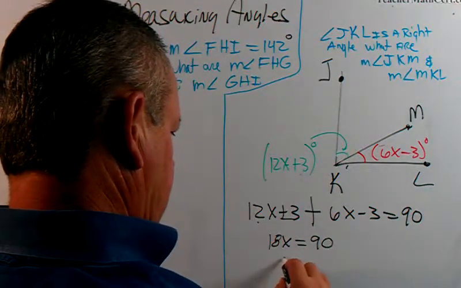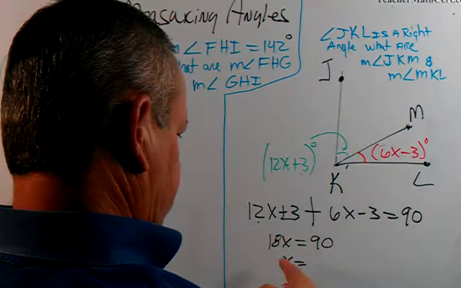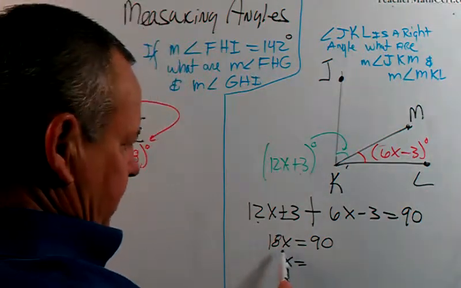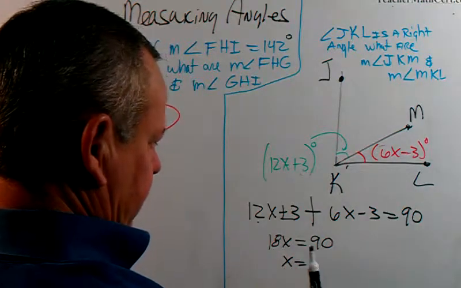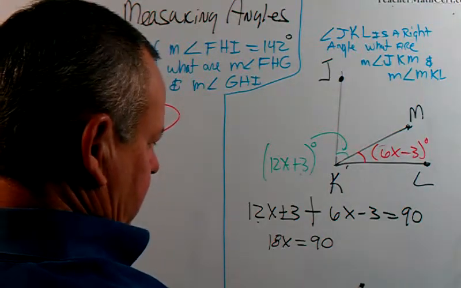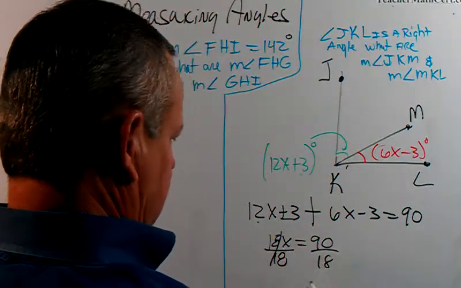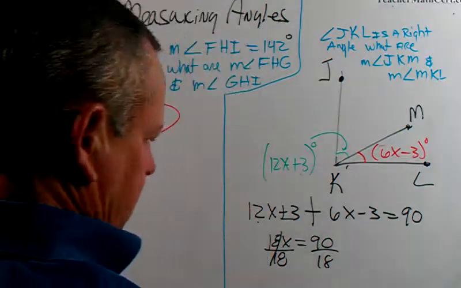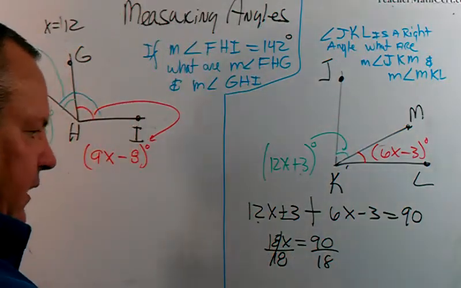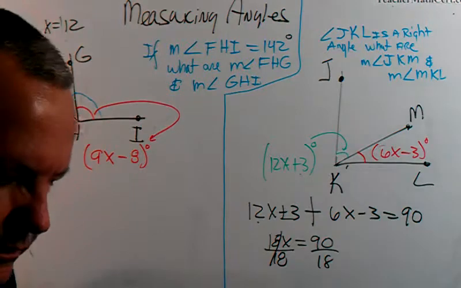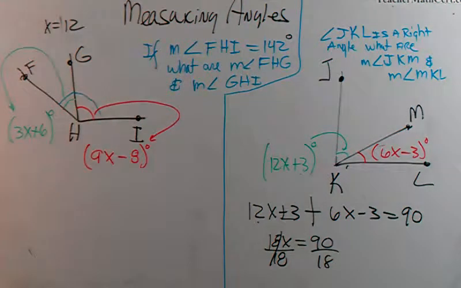So x is equal to, what's the relationship here? We're multiplying, so how do we get rid of that? We divide both sides by 18. These cancel. We're left with x is equal to 90 over 18. I don't know what that is. Let me see if I got a calculator here. Yes, I do have a calculator. 90 divided by 18 is equal to 5.